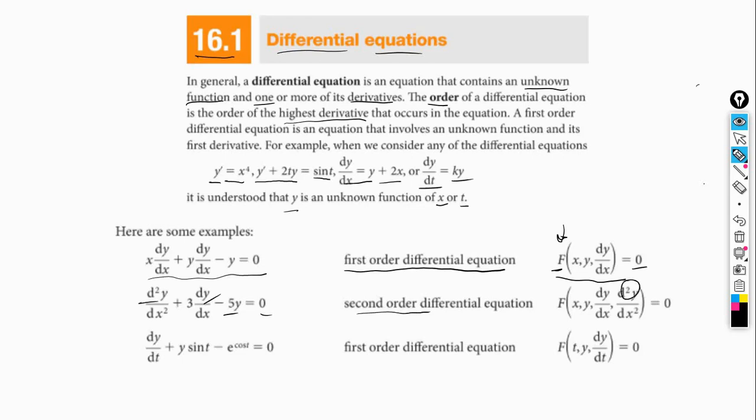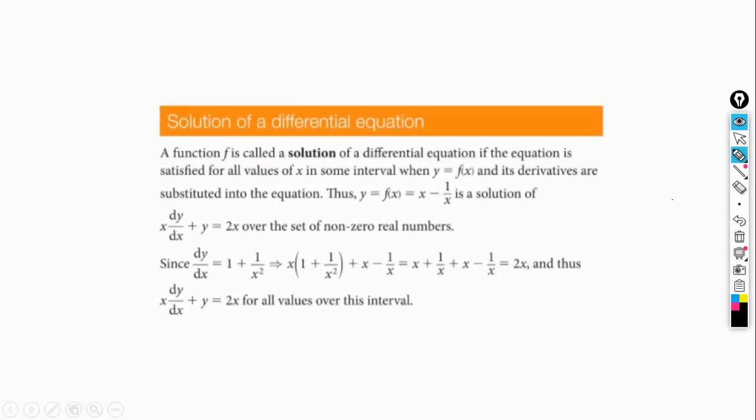And then we have also the derivative of y in terms of t plus y times sine of t minus e to the power of cosine of t is equal to 0. This is a first order differential equation. In this case, instead of x, we have t as the variable. So now let's take a look at what a solution of a differential equation is.